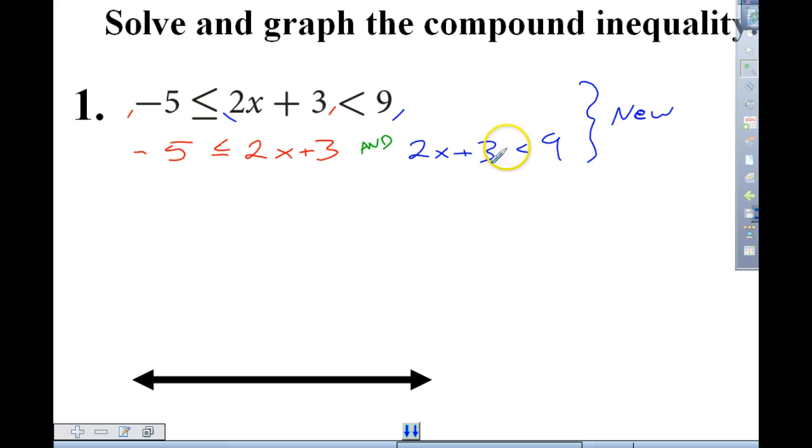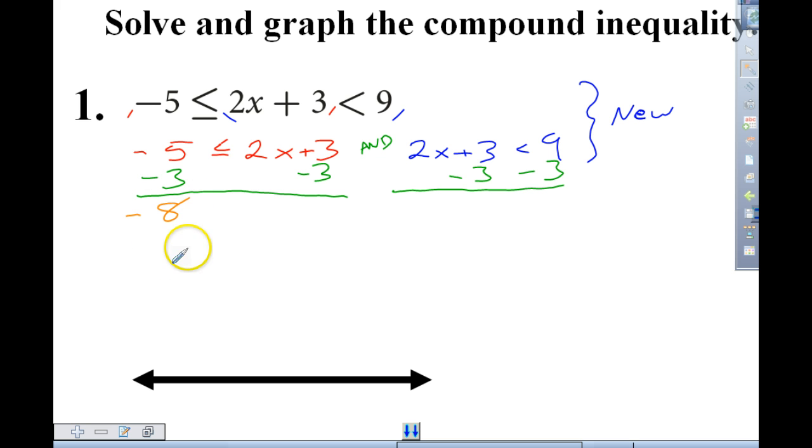Since they both use the 2x plus 3, the algebra is the same for both inequalities. So I can solve these simultaneously at the same time. I can subtract 3 here, subtract 3 here. It's the same steps for the other inequalities. Subtract 3 here, subtract 3 here. So yeah, you're solving two separate inequalities, but really you're doing the exact same steps. You don't have to figure out what to do on this one and what to do on this one. It's the same.